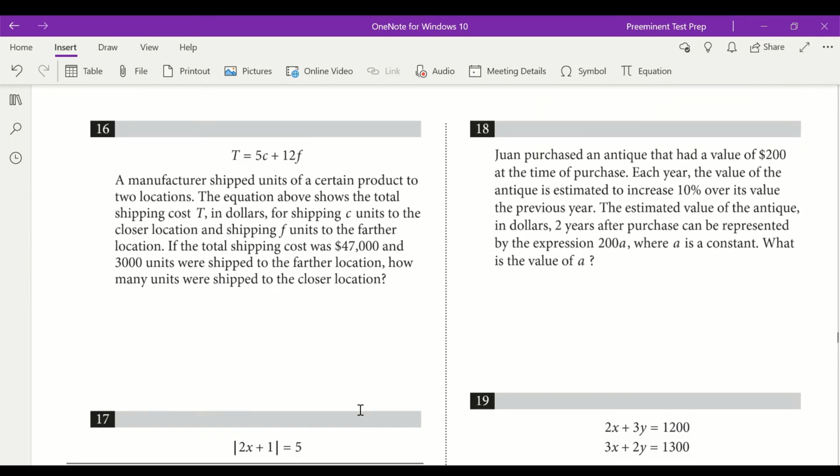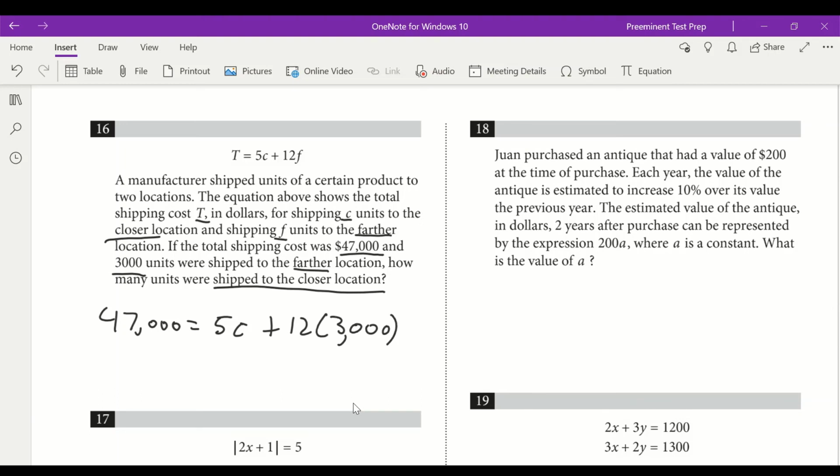Question 16. A manufacturer shipped units of a certain product to 2 locations. The equation above shows the total shipping cost T in dollars for shipping C units to the closer location and shipping F units to the farther location. If the total shipping cost was $47,000 and 3,000 units were shipped to the farther location, how many units were shipped to the closer location? Well, we know our total cost, T, is $47,000. We know that is equal to 5 times how many were shipped to the closer location, plus 12 times how many were shipped to the farther location, which they tell us is 3,000.